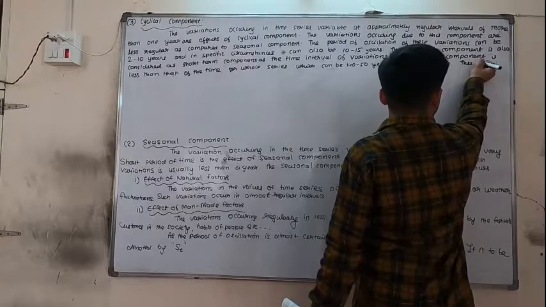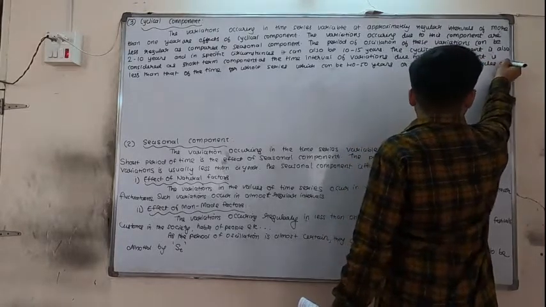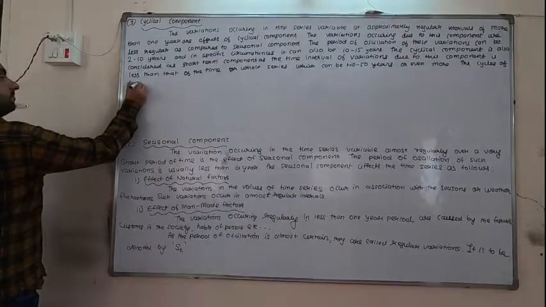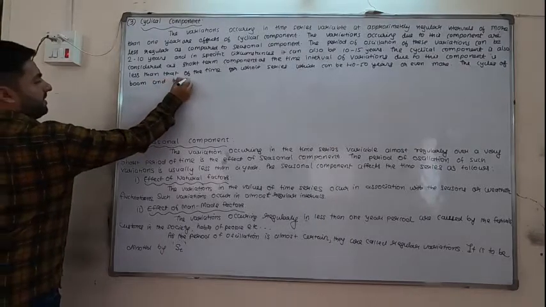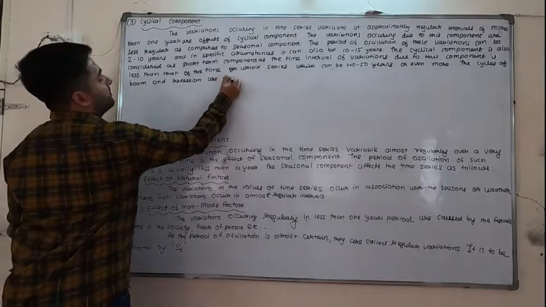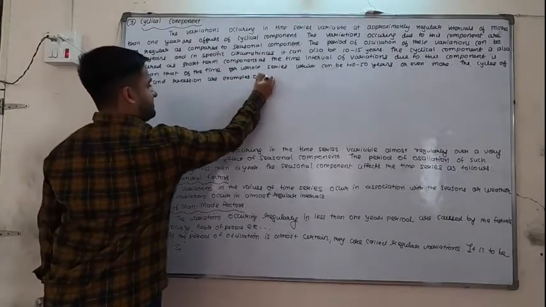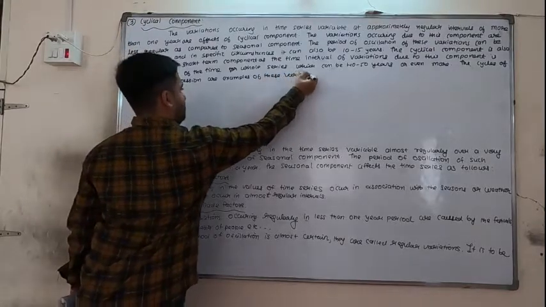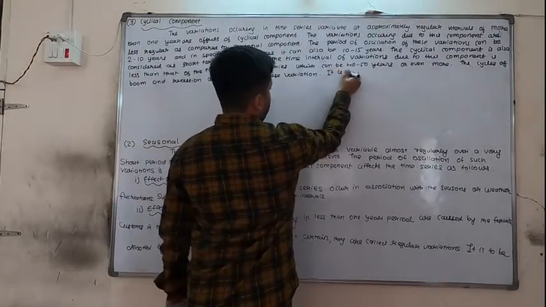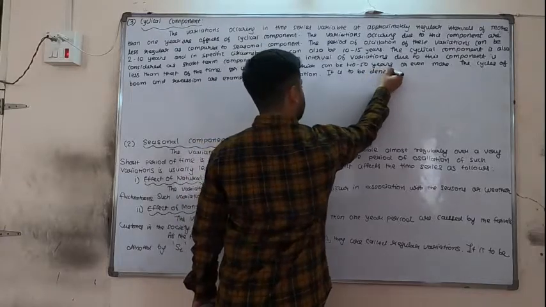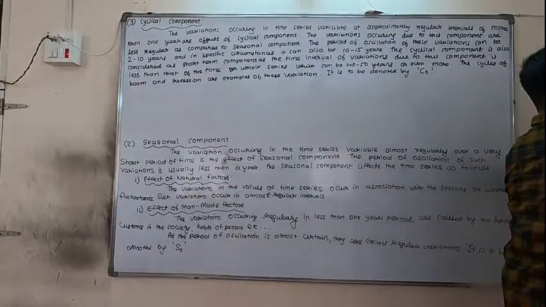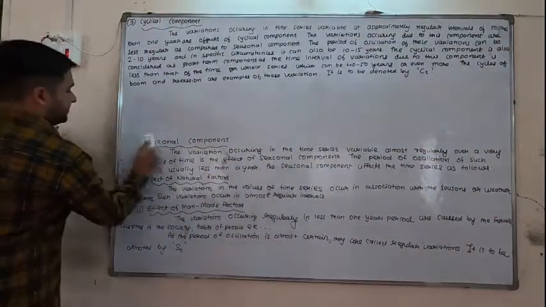The cycles of boom and recession are examples of these variations. It is to be denoted by C. So friends, now we are left with the last component, that is the random component.